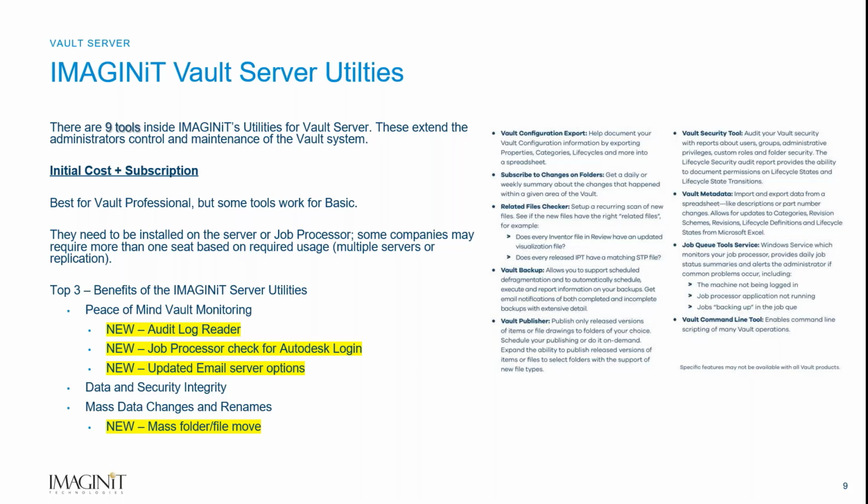What we've added to that, I mentioned the job updated email server options. There's also the job processor will check for an Autodesk login. Autodesk has changed the way that they're licensing things through the years. We've had some jobs fail because there was a user, but there wasn't an Autodesk login license associated with the user. It's going to check for that now. So we've got that option to look for that.